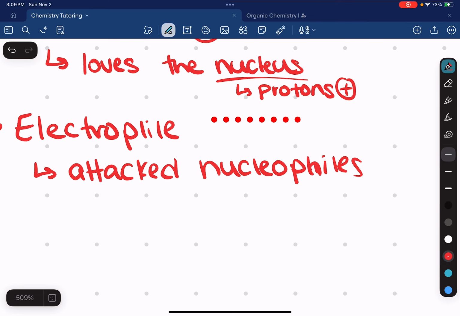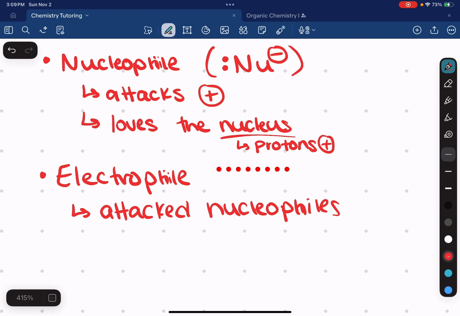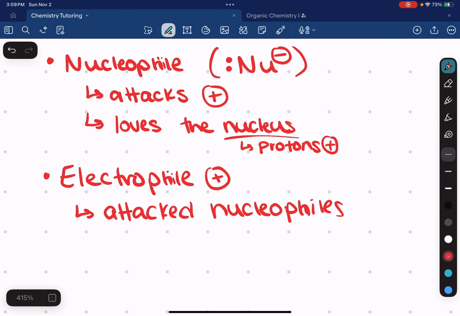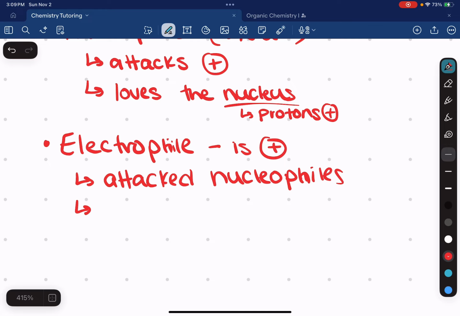It's got a positive charge. Did I spell that wrong? Positive charge. Is positively charged. So, typically it's going to be like a carbon.